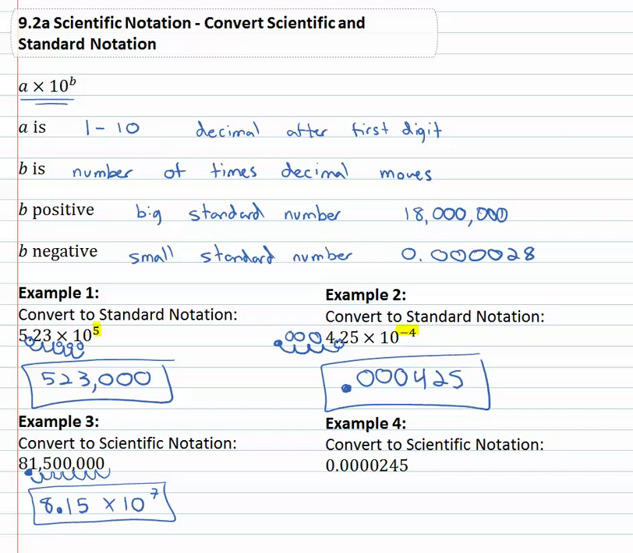Similarly, when we have 0.000245 that needs to be in scientific notation, the decimal point needs to go after the first significant digit, giving us 2.45 times 10, and then the exponent moves 1, 2, 3, 4, 5 times. And because we're dealing with a small number, much smaller than 1, that exponent needs to be negative. 2.45 times 10 to the negative 5th is how we would represent this number in scientific notation.